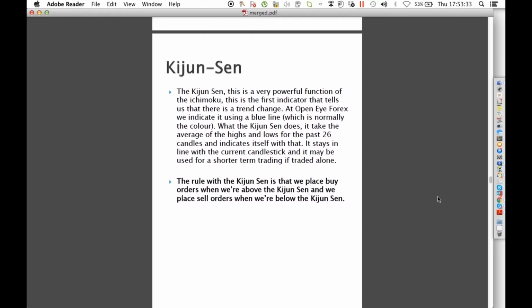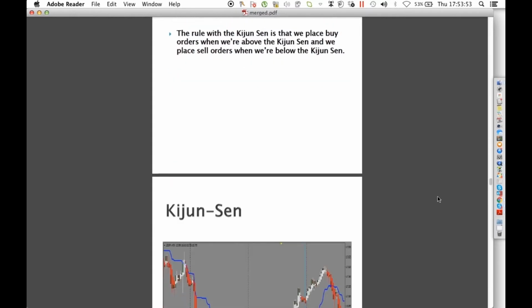All right, so the rule with the Kijun Sen, and this is generally the rule with the whole Ichimoku, is very straightforward. The rule with the Kijun Sen is that we place buy orders when we're above the Kijun Sen, and we place sell orders when we're below the Kijun Sen.